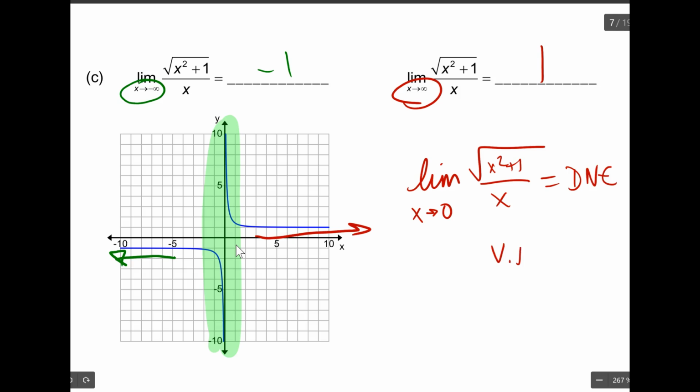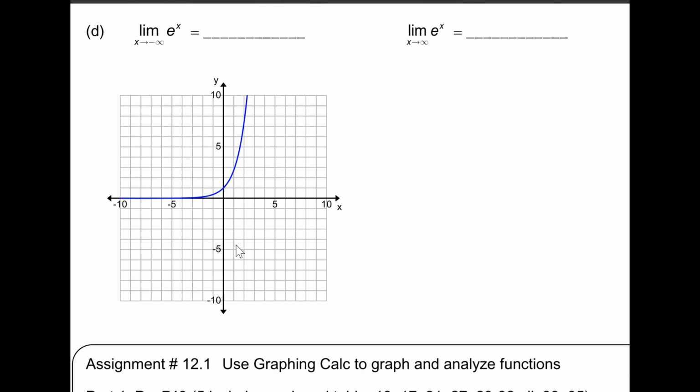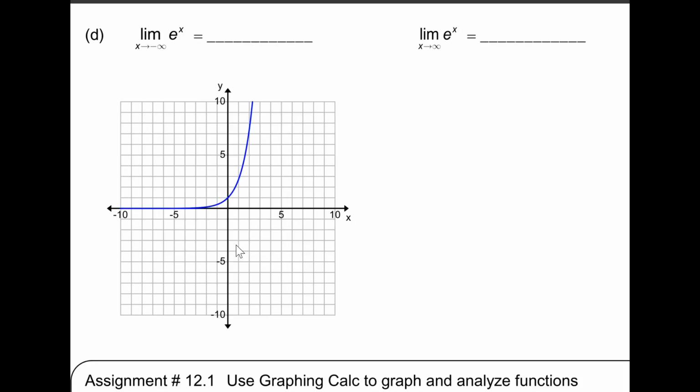When you are having x approaching infinity, you have to look at the ends, not the middle. So you're looking where the ends of the graph are. Not too bad. All right, let's do the next one. This isn't too bad. All right, and then D, last one.